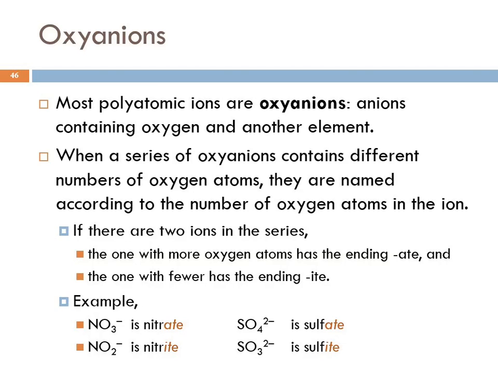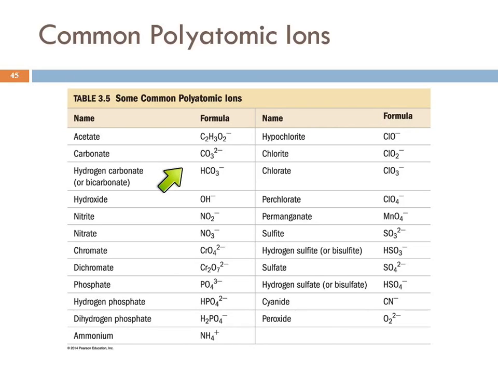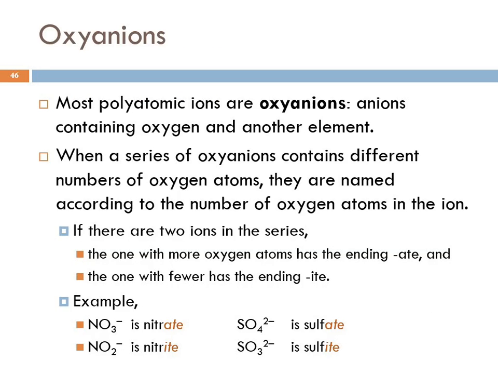Most of those polyatomic ions have oxygen in them. Let's go back and look at that table really quick. Oxygen, oxygen, oxygen, oxygen, oxygen, oxygen. This one doesn't, that one doesn't, but almost all of them have oxygen in them. Those are called oxyanions. They're anions containing oxygen. And there is a pattern to their names. So there are some elements that form a series of oxyanions. Chlorine is an example, nitrogen, sulfur, phosphorus, they form a series.